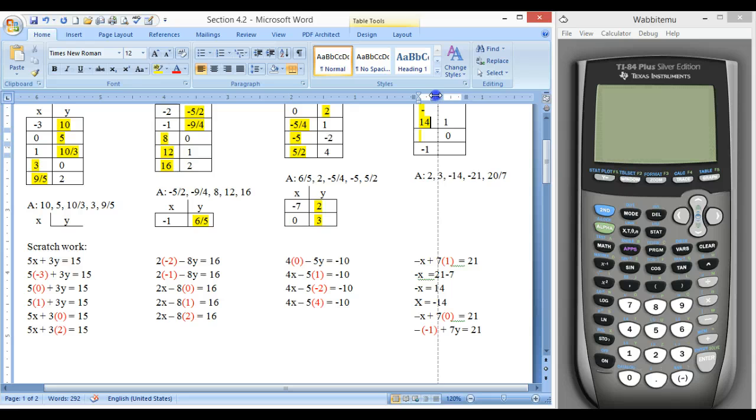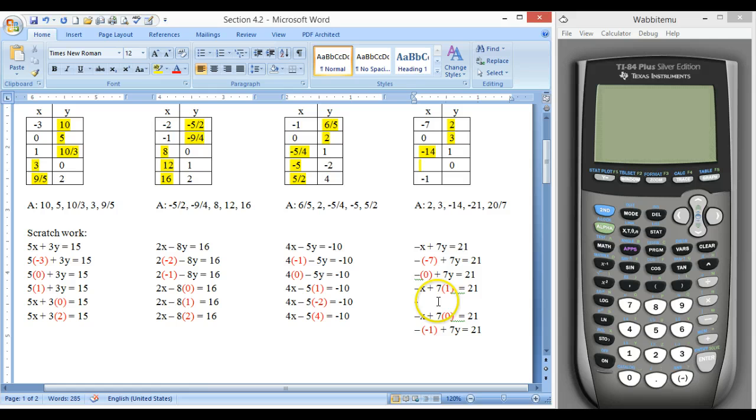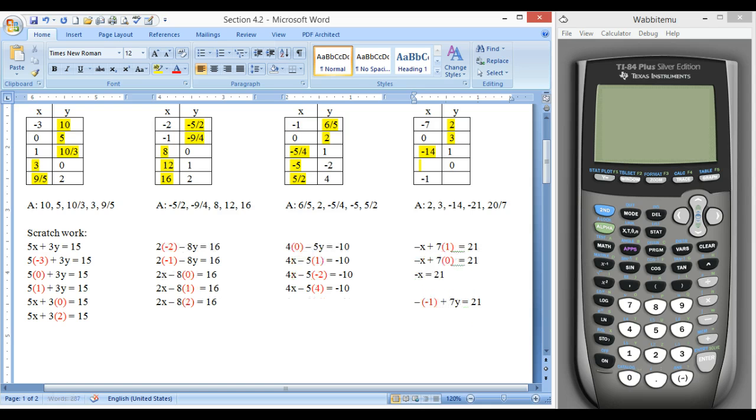Okay, and again, we're going to have to make that a little bigger and get rid of my scratch work. And another 0, so I can just ignore 7 times 0. And I have negative x equals positive 21. Again, divide both sides by a negative, which gives me positive x equals negative 21. My favorites.